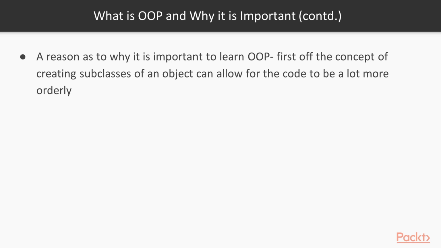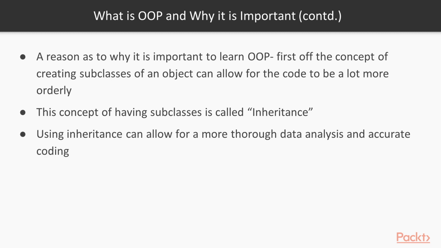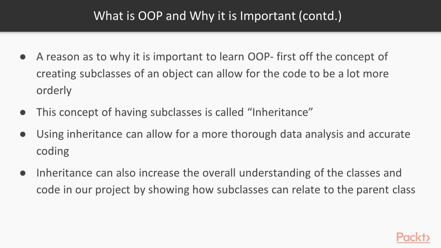A few reasons as to why it is important to learn OOP. First off, the concept of creating subclasses of an object can allow for the code to be a lot more orderly. This concept of having subclasses is also called inheritance. Using inheritance can allow for a more thorough data analysis and accurate coding. Inheritance can also increase the overall understanding of the classes and code in your project by showing how subclasses can relate to the parent class.